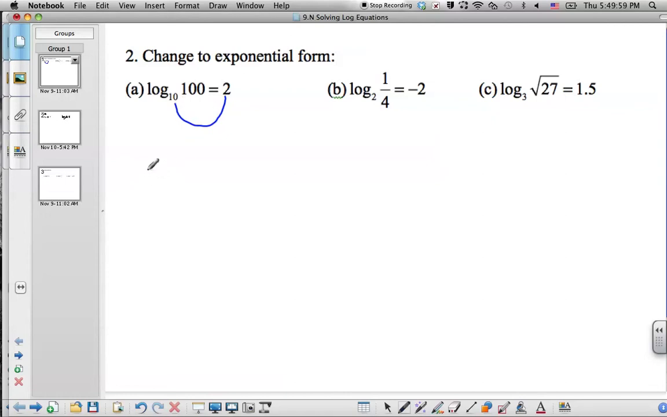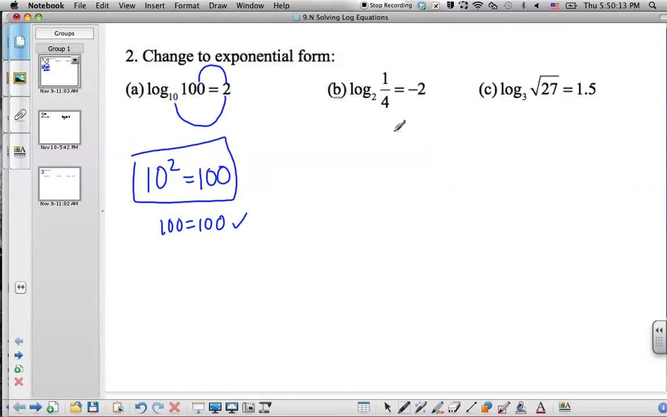So we have 10 to the second equals 100. So the 10 is popped up by 2, and 100 equals 100. Check. We're happy. Now let's do this one.